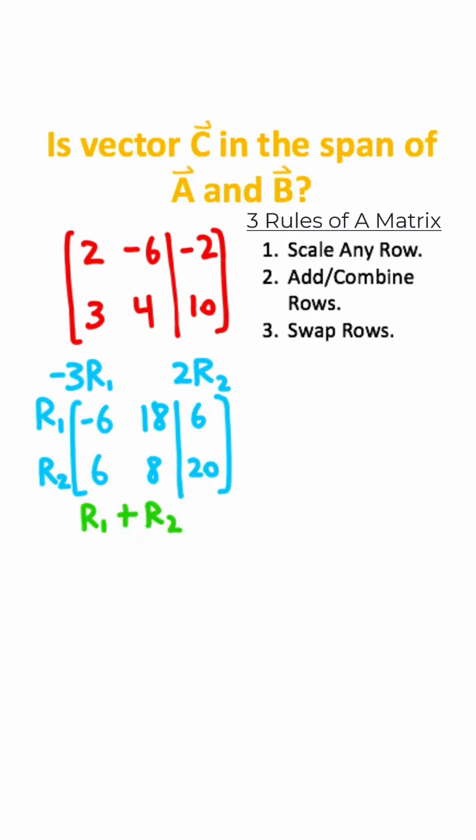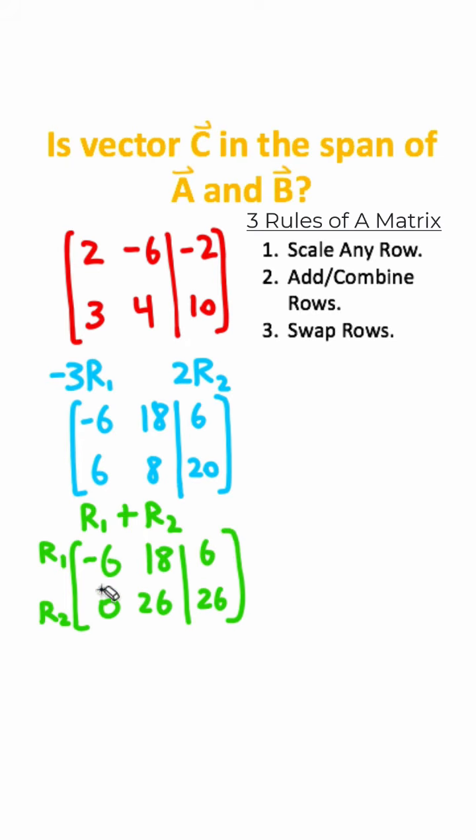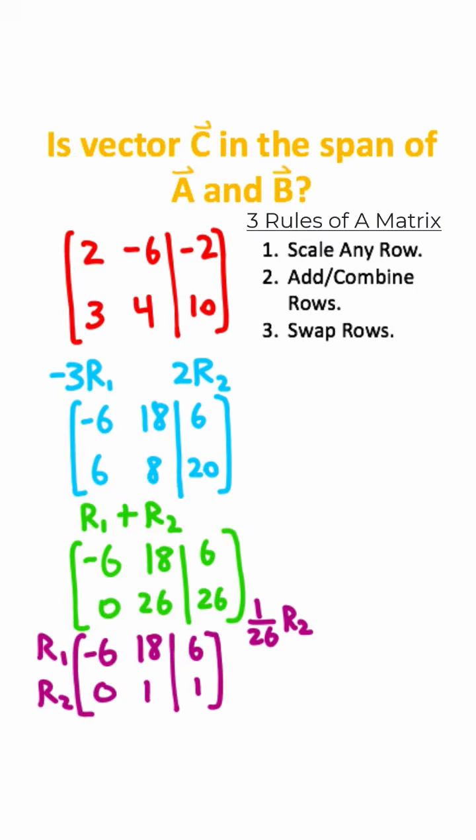Now what I'm going to do is take row 1 and add it to row 2. Row 1 is not going to change, and row 2 is just going to be this combination. So -6 plus 6 gave us this 0. 18 plus 8 gave us this 26, and then 6 plus 20 gave us this 26. I'm going to go ahead and scale the bottom row. Now I want to get a 0 up here.